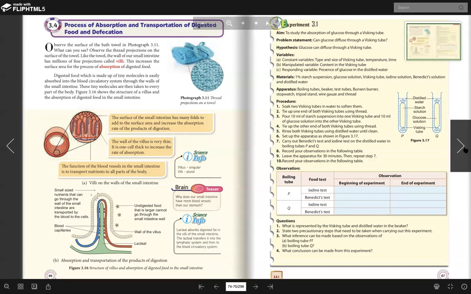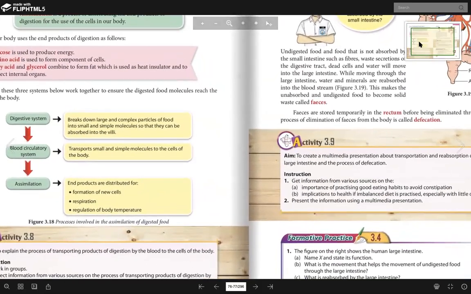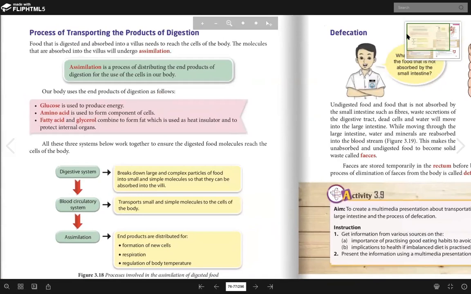Okay, so the last one of today. We are going to study the process of transporting the product of digestion. Okay guys, so you have to know what is meant by assimilation. Assimilation is a process of distributing end product of digestion for the use of the cell in the body.